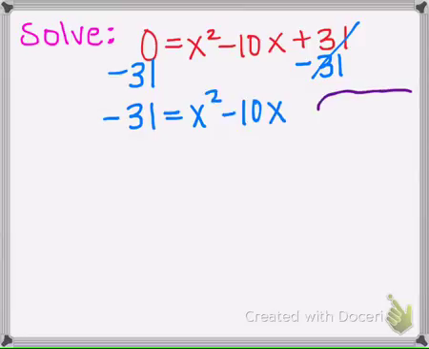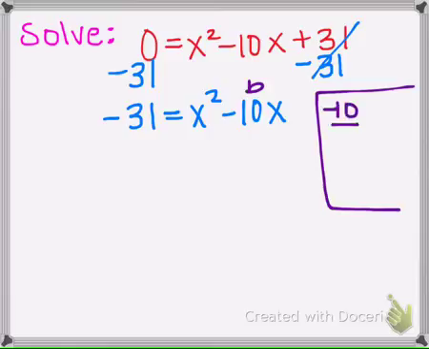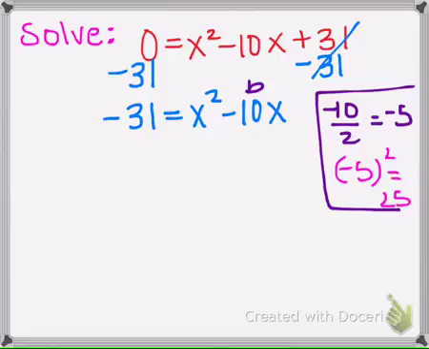Then to complete the square, on the side over here, you're going to take b, which is negative 10, and divide it by 2. Then you're going to take that negative 5 and square it, which is 25. Well, that is our number that we need to add to both sides. Remember, we can do whatever we want to an equation as long as what we do to one side, we do to the other side. So now we have negative 6.